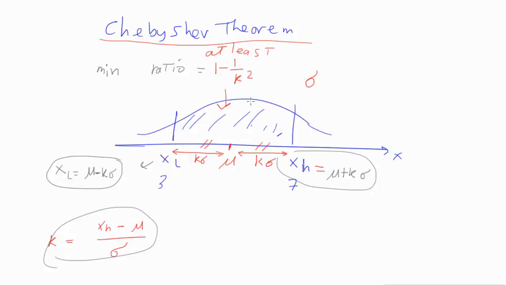What it says is that 1 minus 1 over k squared of the data exists between x low and x high, where these two are at equal distance from the mean, one above the mean and one below the mean, and the distance between x high and mu is k sigma, and from here you can get k. Remember, the mean and the sigma will be given in these questions, and then usually you need k, so you can get it from this equation or from this equation. I think we need to see examples to understand this better.